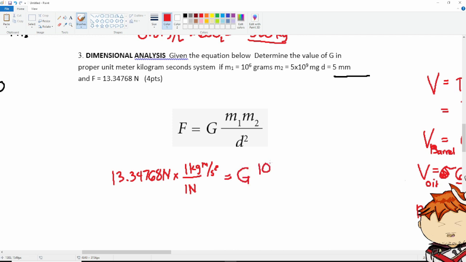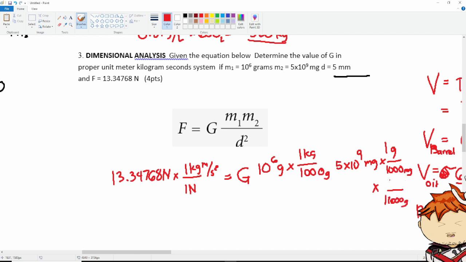M1 is 10 to the 6 grams. I guess let's convert it to kilogram. 1,000 grams is 1 kilogram. M2 is 5 times 10 to the 9 milligrams. So 1,000 milligrams is 1 gram, then 1,000 grams is 1 kilogram. So we divide it by 1,000 twice.